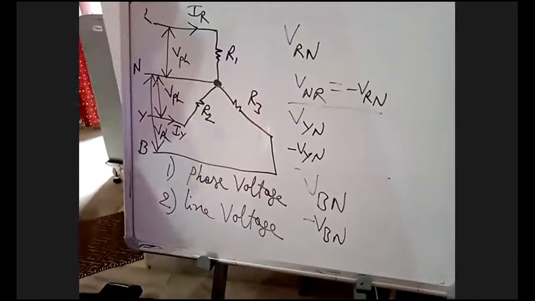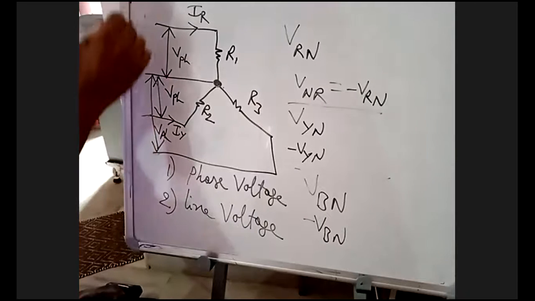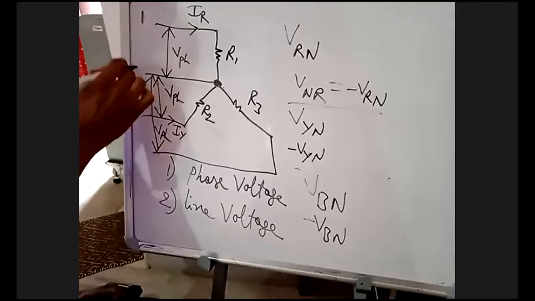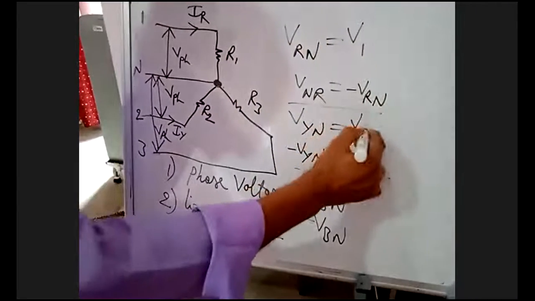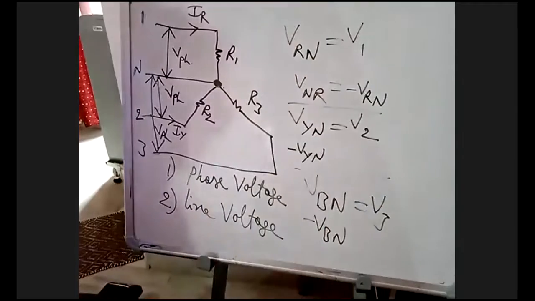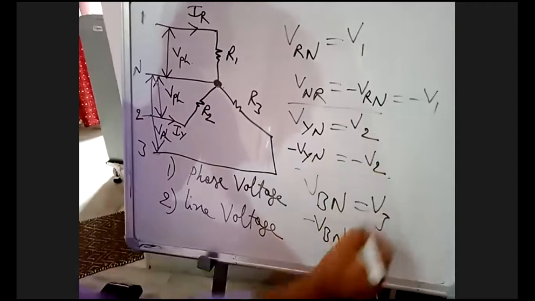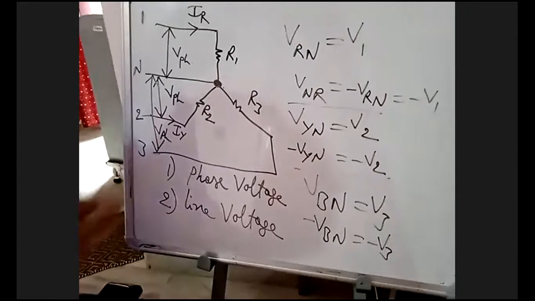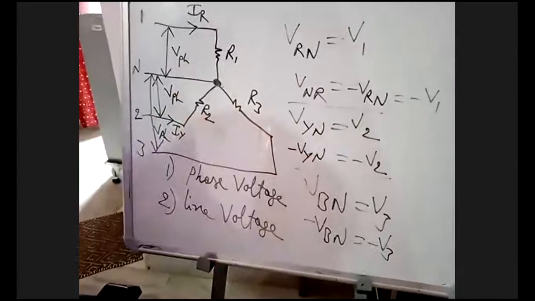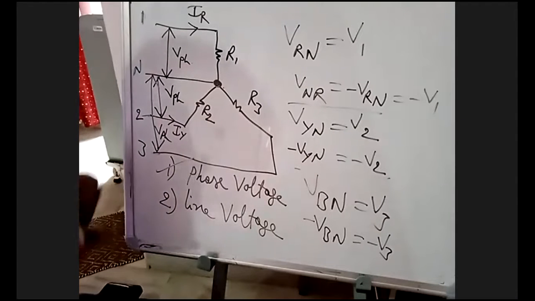Suppose instead of R, Y, B, I am taking 1, this is neutral, 2 and 3. So V1 is the voltage, V2 is the voltage, V3 is the positive voltage. Here minus V1, minus V2, minus V3. V1, V2, V3 are the positive phase voltages. Minus V1, minus V2, minus V3 are the negative phase voltages. Now we have discussed phase voltage. Now come to the line voltage.